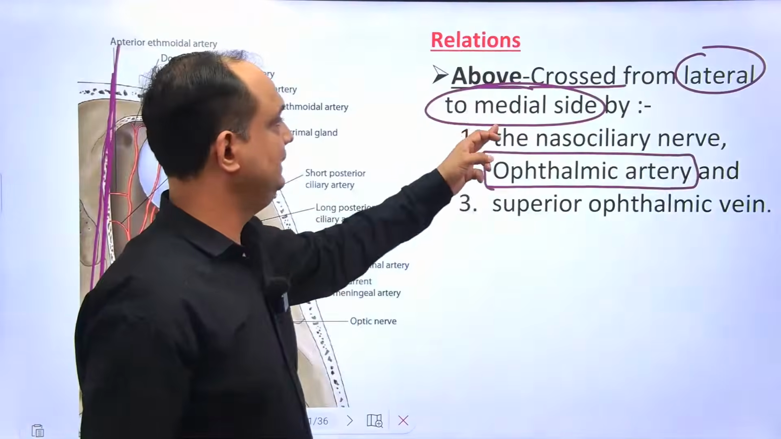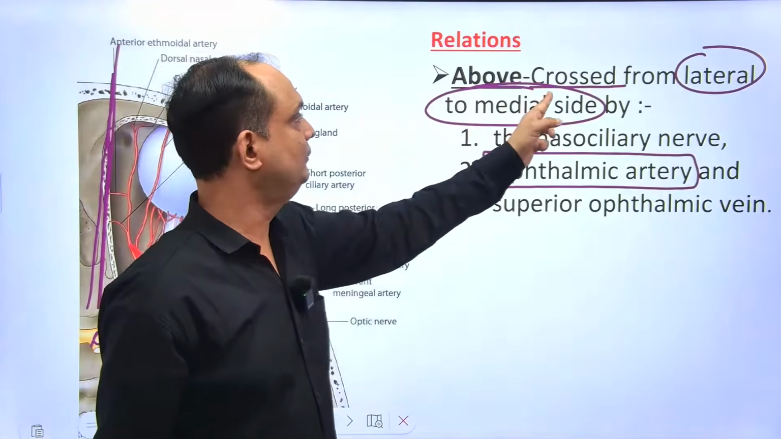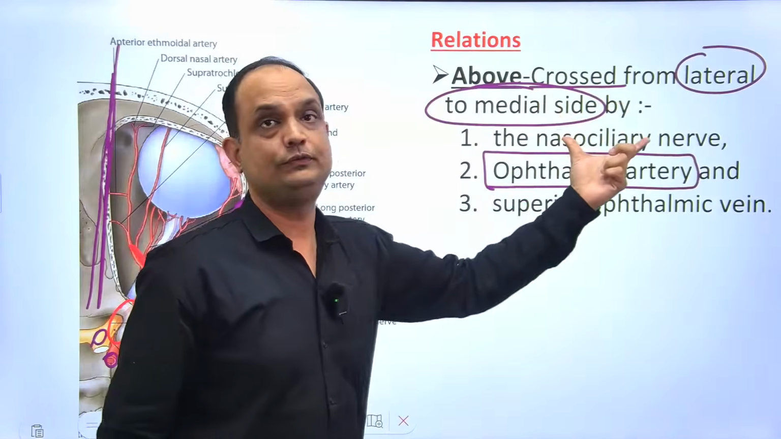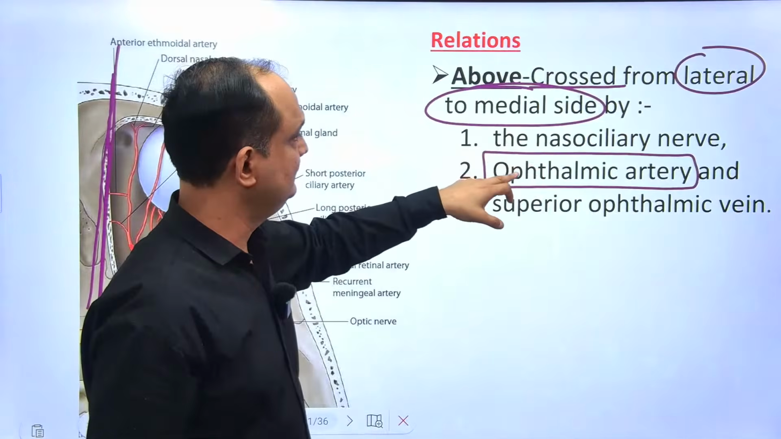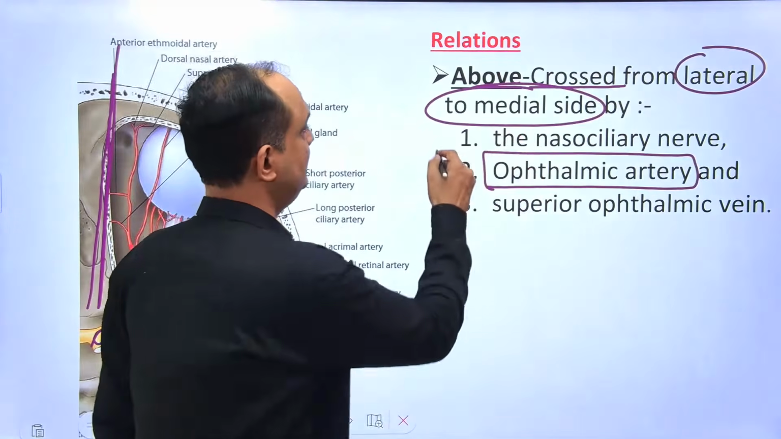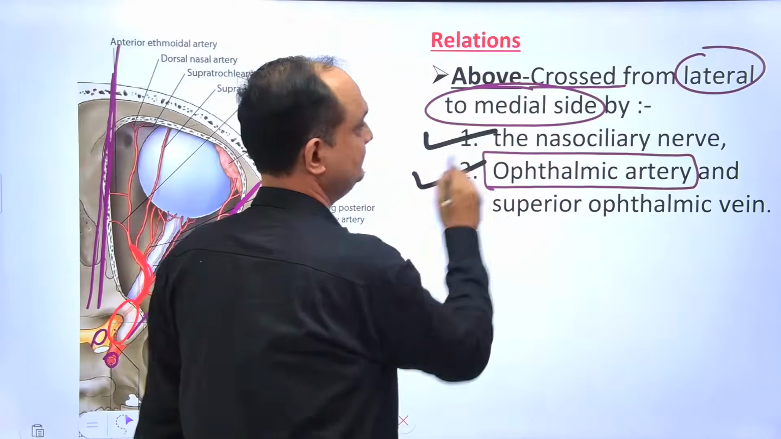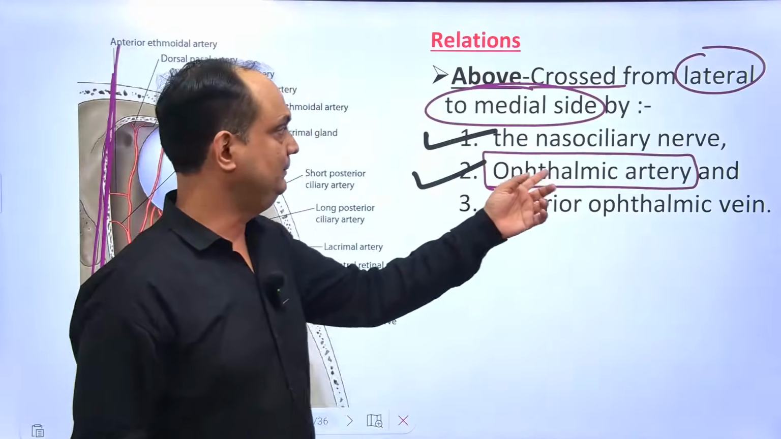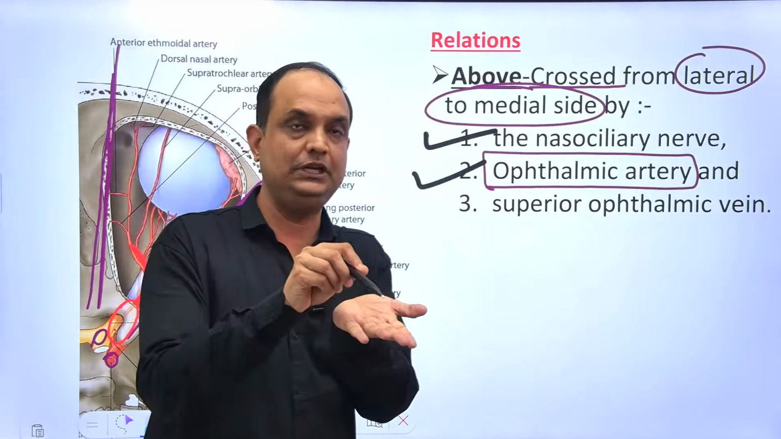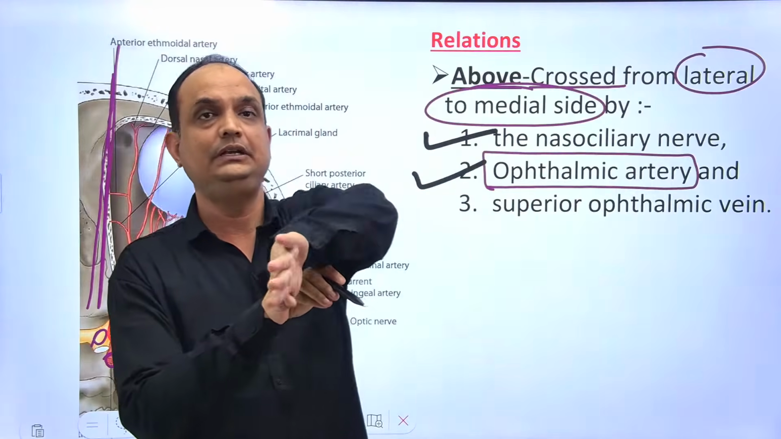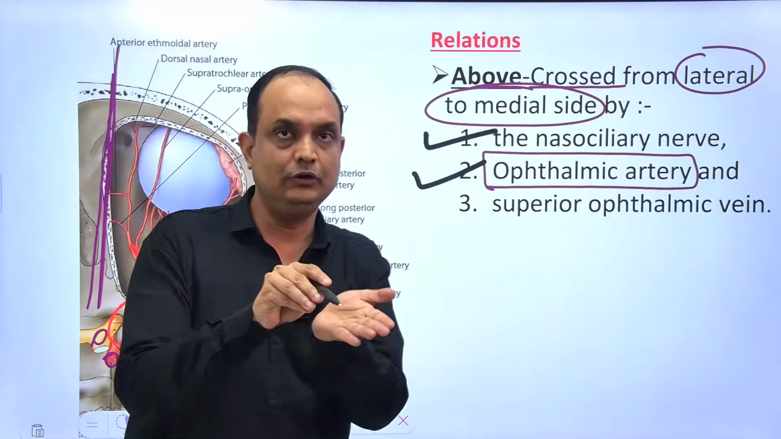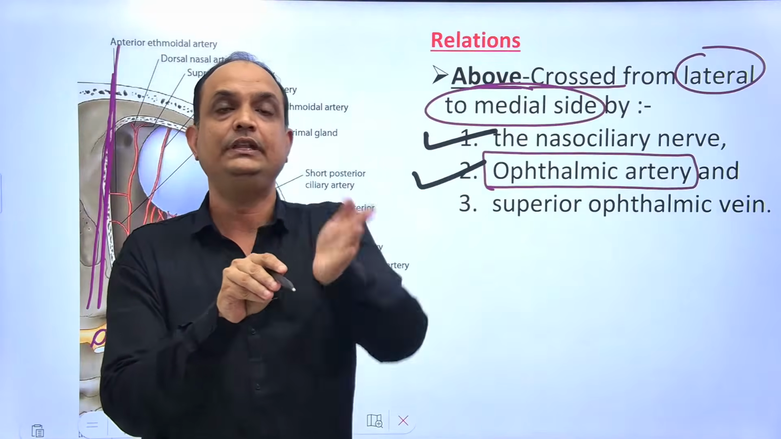you can see there are three words. Superior part of the optic nerve crossed from lateral to medial side. Now these two things are important. What are these? Nasociliary nerve and ophthalmic artery. So the ophthalmic artery is below, then gradually it shifts on the lateral side, gradually it shifts on the superior side, and gradually it comes on the medial side. So it will go from lateral to medial with a spiral course.